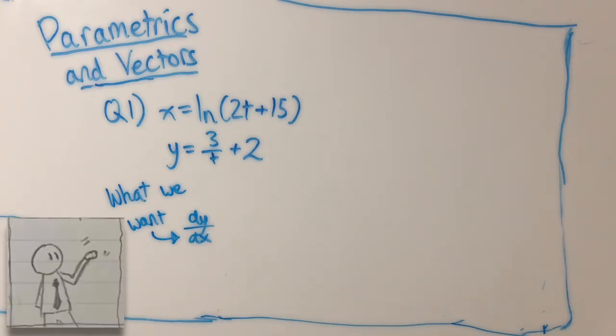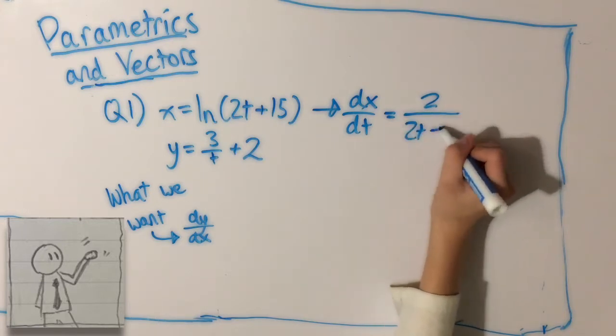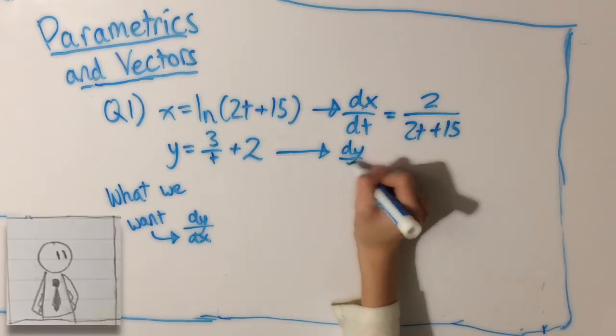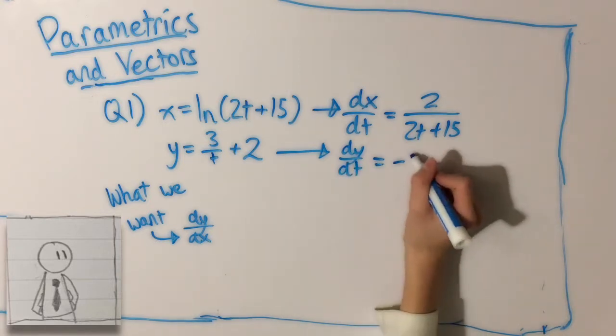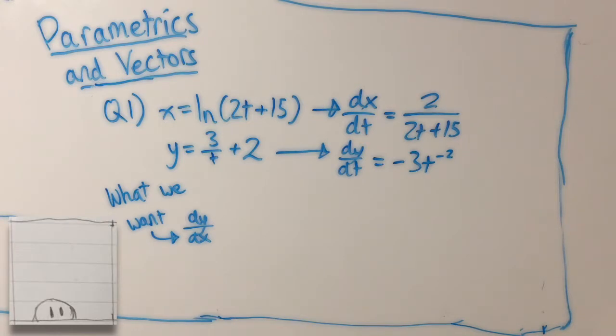Let's start by taking the derivative of x as a function of t. A quick chain rule gets us dx dt equals 2 over 2t plus 15. Doing the same for y gets us dy dt equals negative 3 times t to the negative second. Now here comes the tricky part.